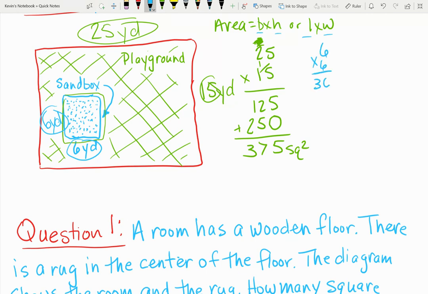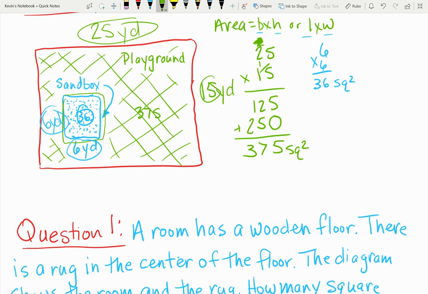And we get 36 square yards. Okay, so now to answer my question, how much grass will I need? How many square yards of grass will the landscaper use? I have to subtract the two. So I know this is 36 total, and I know the total amount for the playground is 375, but I'm going to subtract the two.